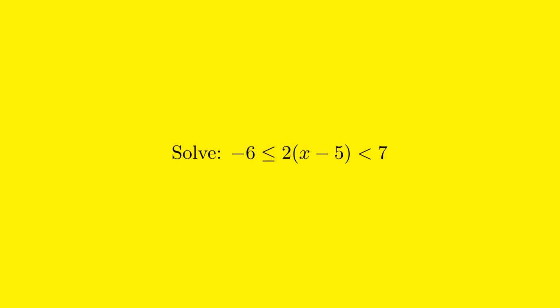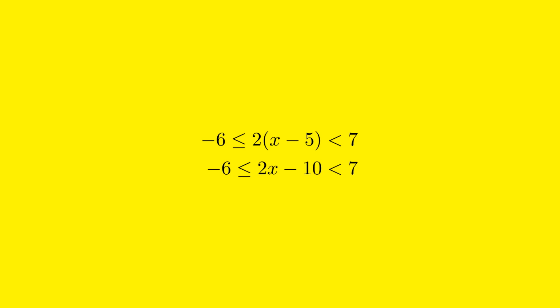In this video, we will be focusing on solving the inequality: negative 6 is less than or equal to 2 times the quantity x minus 5, which is also less than 7. We will be going step by step to find the solution, and if the inequality is a double one, we will provide the answer in interval notation form. So let's get started with solving this inequality.